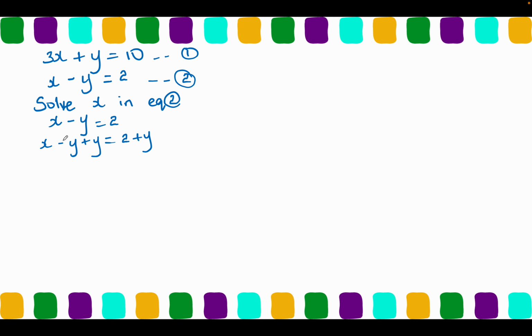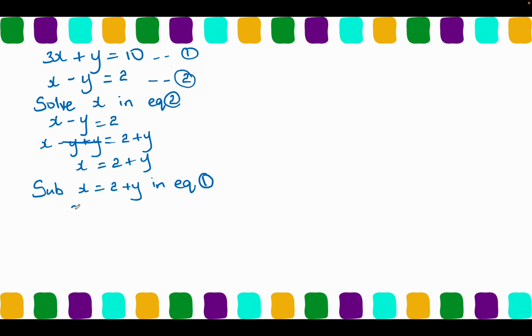So if I have minus y plus y, that's gone. So therefore x will be equal to 2 plus y. So now I'm going to substitute x equals 2 plus y in equation 1. So therefore, wherever I see x, I should put 2 plus y.